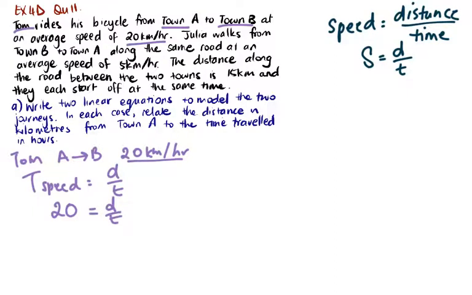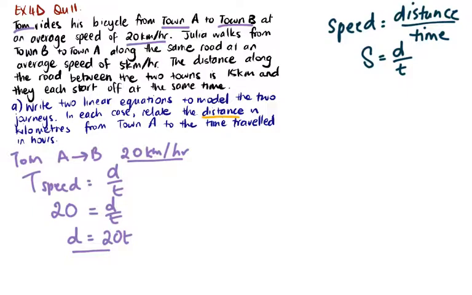However, the question actually asks us to relate it in terms of distance. So we want this formula in terms of distance. So all we're going to do is rearrange our formula. So D equals 20T. So for Tom, this is his equation on how he is travelling along this road.